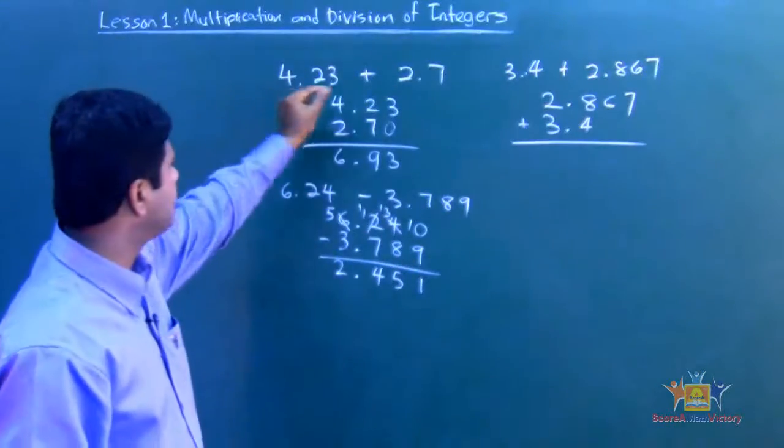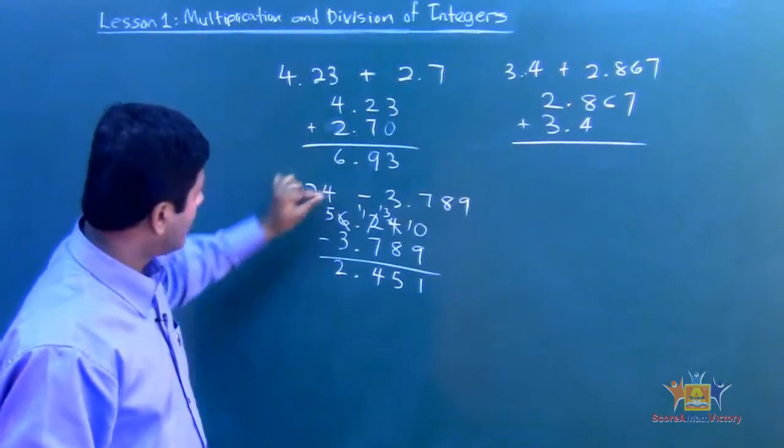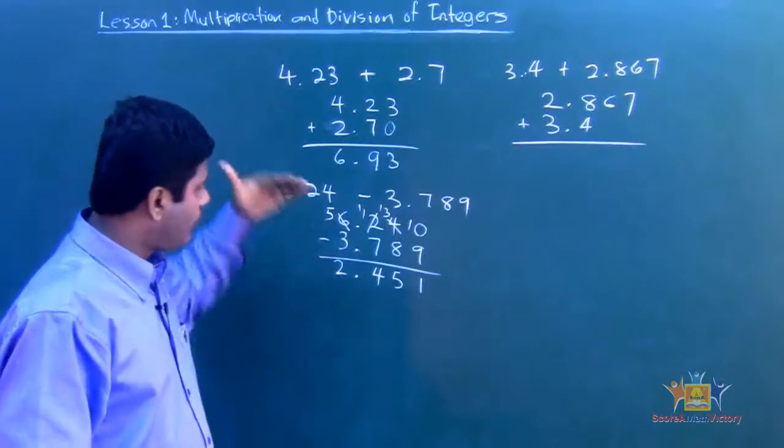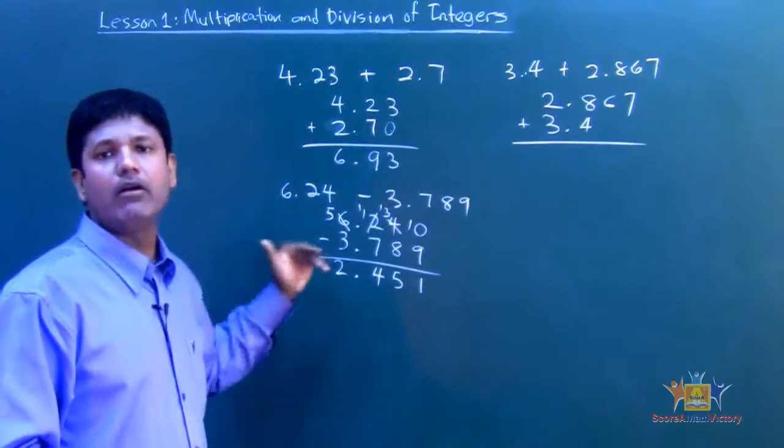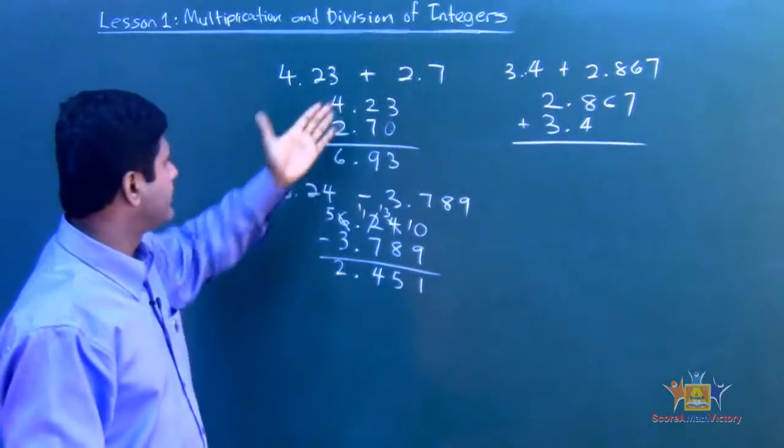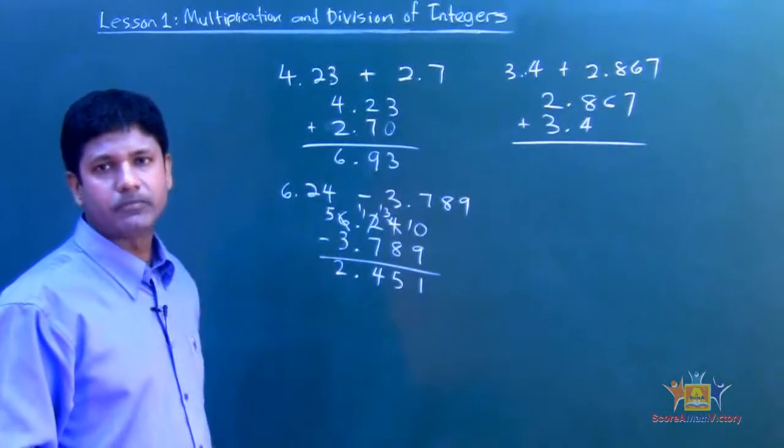Okay, the key thing is for addition and subtraction, grab them by the decimal and line them up. Grab them by the decimal, line them up. After you've done that, then you subtract or add. Depends. If it's addition, you add them. If it's subtraction, you subtract them.